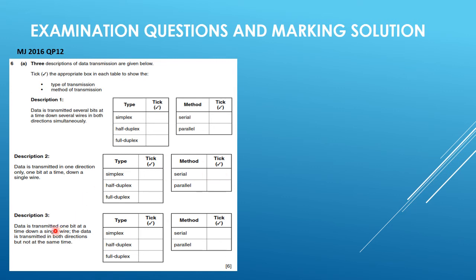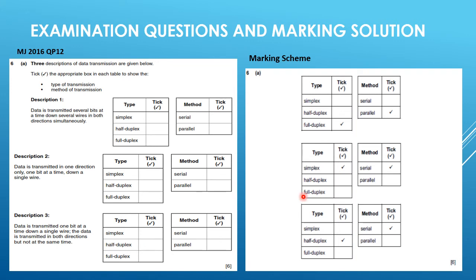For the third description, data is transmitted 1 bit at a time down a single wire. This is the serial data transmission method, so you'll put a tick over here. Okay, the data is transmitted in both directions but not at the same time. We know that this fulfills the half duplex criteria, so you will be marking a tick here. So this is how you can easily get 6 marks. You need to be very alert, and you need to be very clear about the concepts. Okay. So this is how: full duplex, parallel, simplex, serial, half duplex, and serial. So this is how you got the 6 marks.